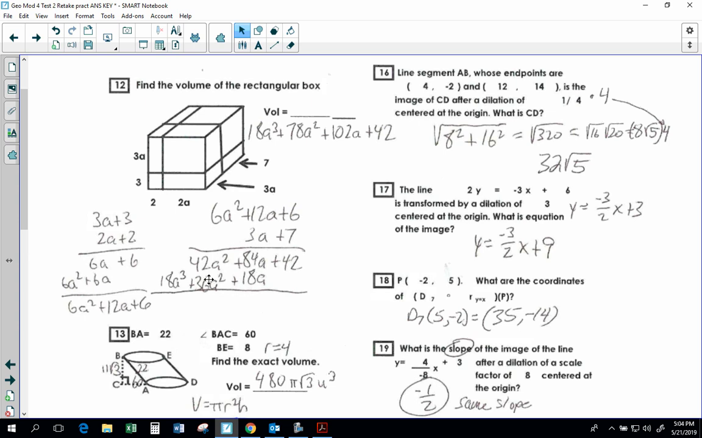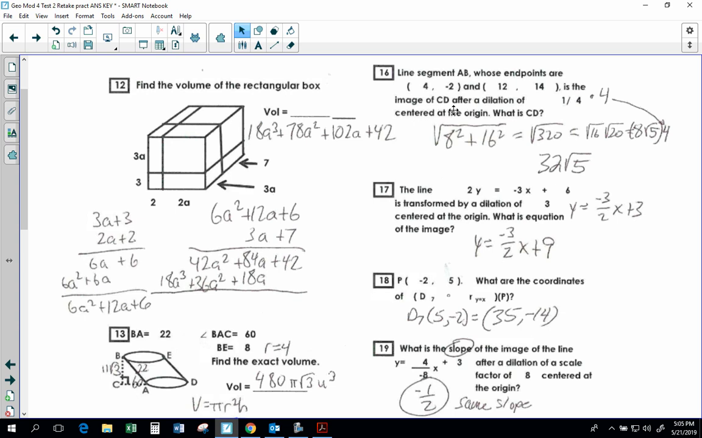3a times 12a is 36a squared, lines up under the a squares, and 3a times 6a squared is 18a cubed. And now I just go ahead and add straight down. The terms are already lined up correctly, and there's my answer up there. Okay, since every problem's worth 4 points, each term is 1 point in this particular answer.